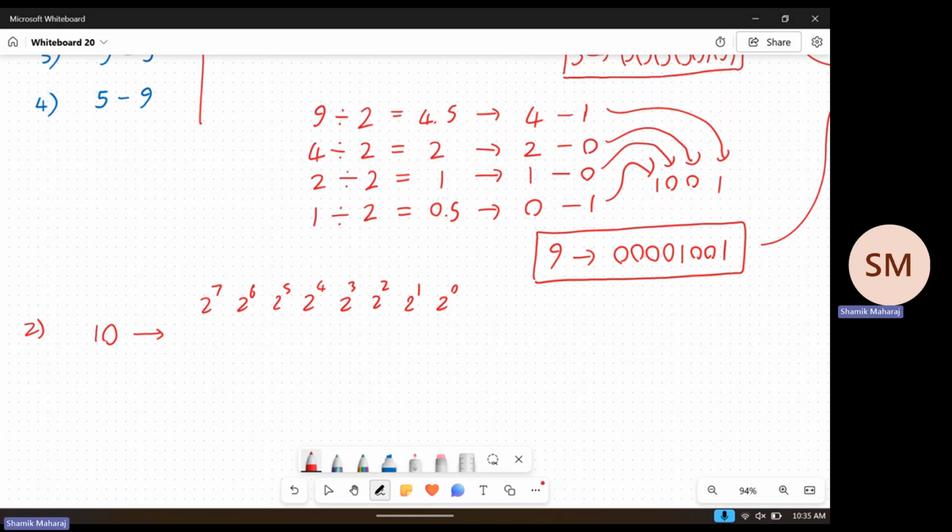2 cubed, I'll put a 1 under that. 2 to the 1, I'll put a 1 there. Everything else is just a 0 because it doesn't exist. So 0, 0, 0, 0, 0, 0. So that's the answer. That's the binary number right here.